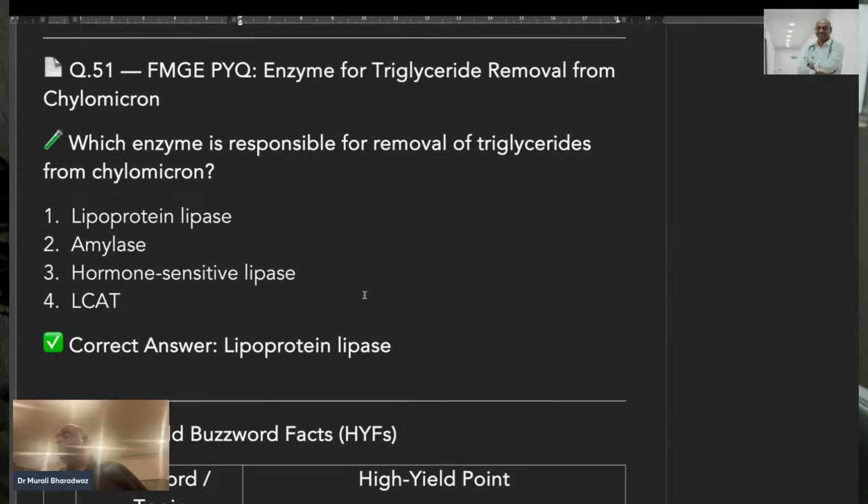Cholesterol carrier to tissues, LDL. Cholesterol scavenger, HDL. Include enzymes and everything. Lipoprotein lipases are of three kinds: hormone sensitive lipoprotein lipase, hepatic lipoprotein lipase, endothelial lipoprotein lipase.